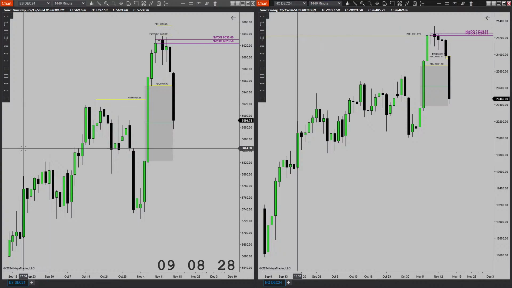Okay, so today is, what is it, November 18th of 2024, and I'm going to be going over Friday's price action as well as the outlook for today and the week.